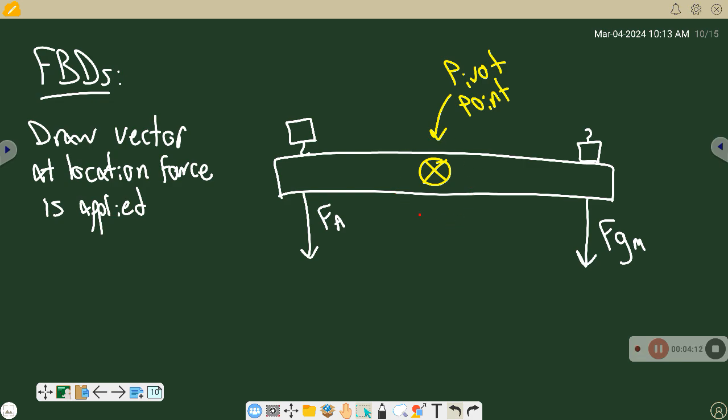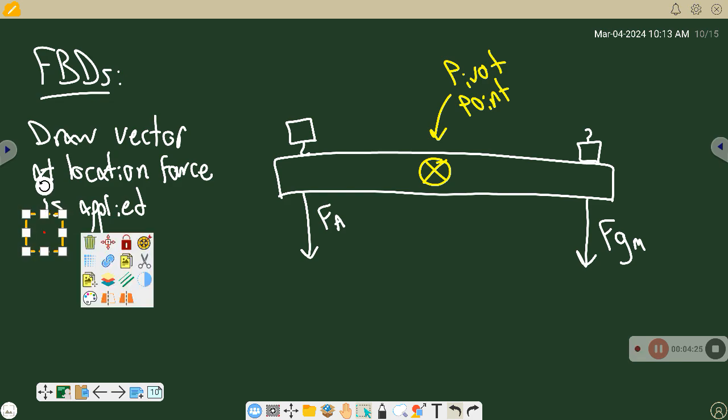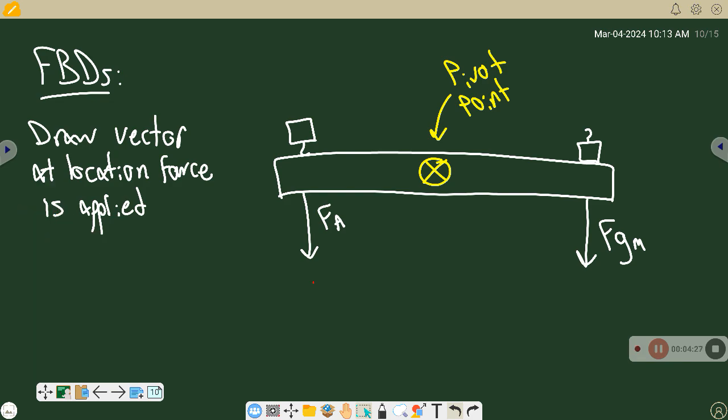Here's another example of why it's important to draw the vector at the location the force is applied, because both of these vectors that we see on the page are pointing down, right? They're both pointing down, but this one causes the object to rotate one direction, clockwise, and this one causes it to rotate the other direction, counterclockwise. That's why it's important we draw out the whole thing, and draw the vector at the location the force is applied.